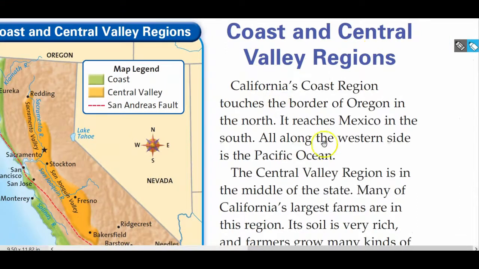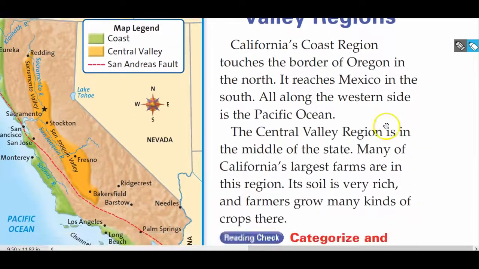It says the coast and Central Valley regions. California's coast region touches the border of Oregon in the north and it reaches Mexico in the south. All along the western side is the Pacific Ocean. The Central Valley region is in the middle of the state. Many of California's largest farms are in this region. Its soil is very rich and farmers grow many kinds of crops.